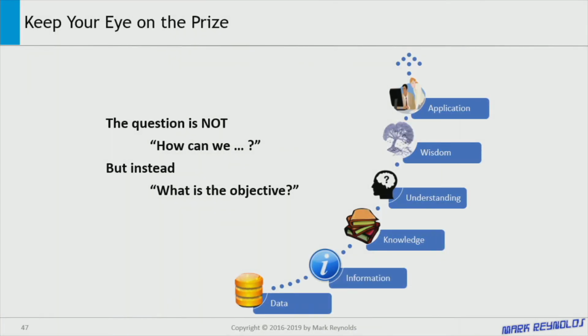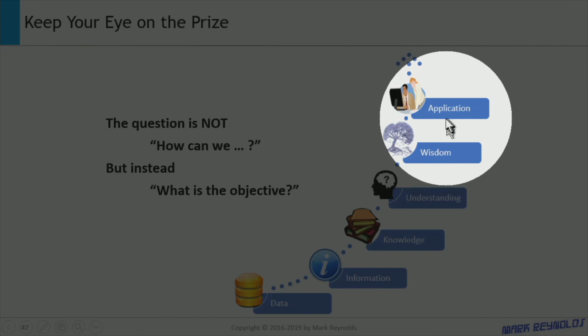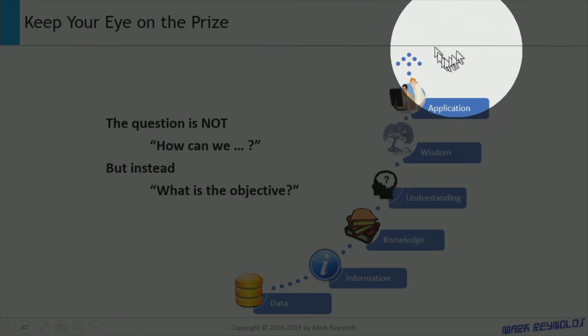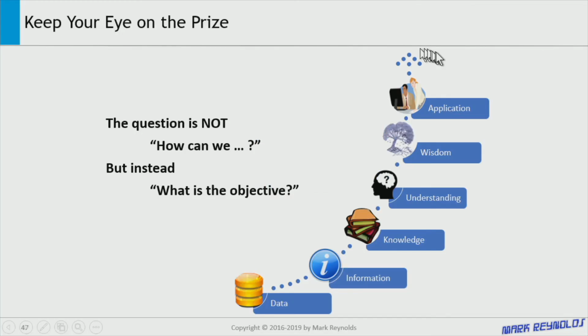Okay, finally, the Jurassic Park screen. It's not how can we, but what's the objective, or in some cases, should we? We've been marching all the way through here: data, information, knowledge, understanding, wisdom, application, and cognition for 2019.